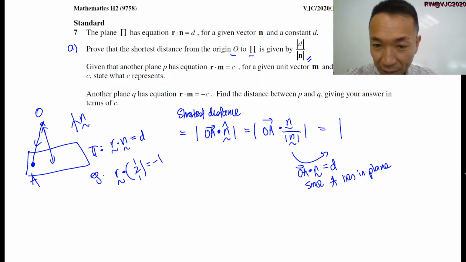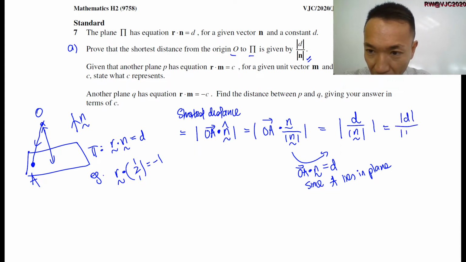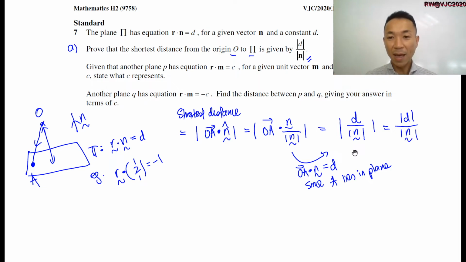So therefore this is just D over magnitude n, because OA dot n in the numerator is just D. Then what is it eventually? Therefore it is just mod D over magnitude n, because the magnitude of the vector n is already positive, we don't need a double modulus. Got it? Good. Next part.